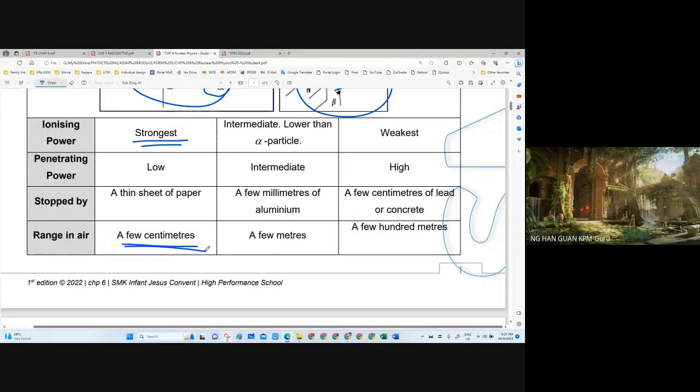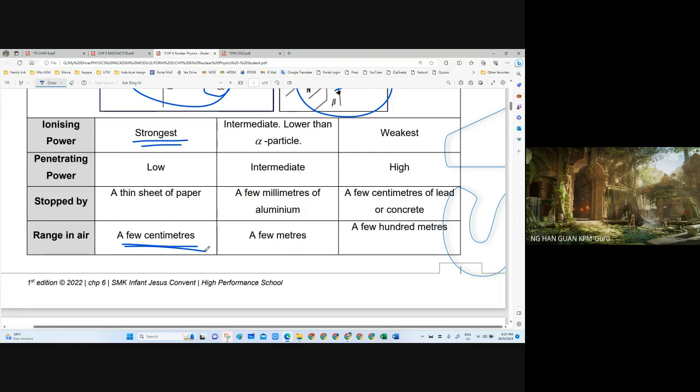Okay, and then the beta particle is slightly stronger. It can travel a few meters, and it can be blocked by a minimum of a few millimeters of aluminum. So aluminum foil can block beta particles. But a piece of tissue paper cannot. A piece of tissue paper will be penetrated by the beta particle.